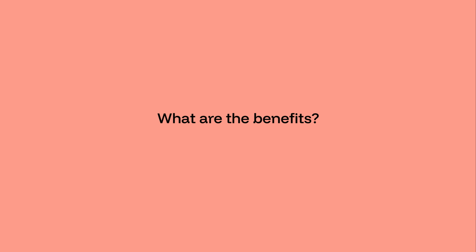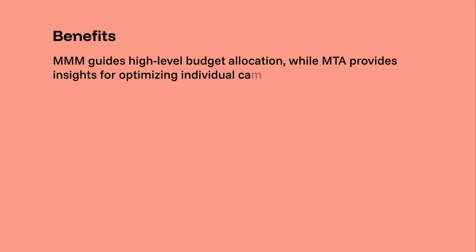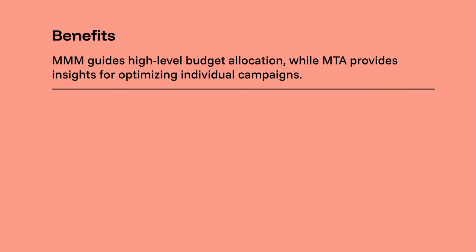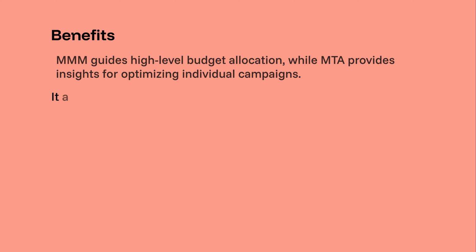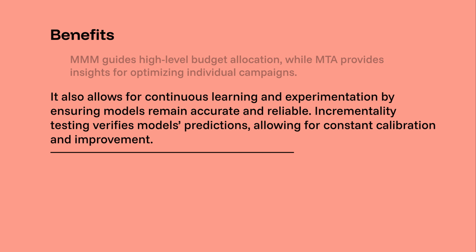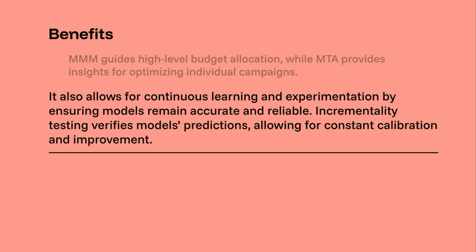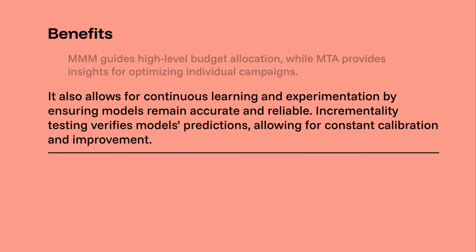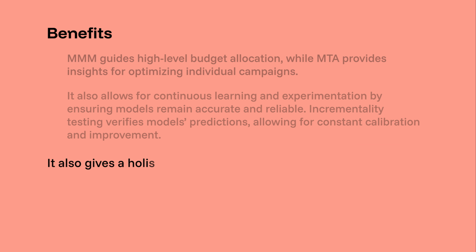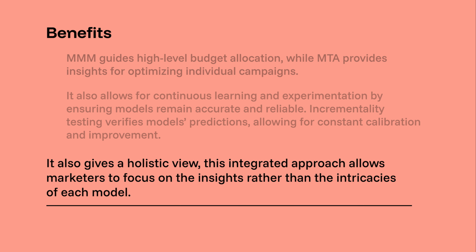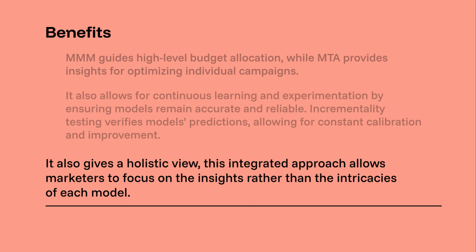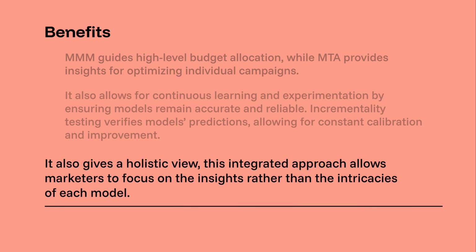What are the benefits of unified marketing measurement? Unified marketing measurement system helps marketers make informed decisions, for example with smarter budget allocation. MMM guides the high-level budget allocation, while MTA provides insight for optimizing individual campaigns. It also allows for continuous learning and experimentation by ensuring models remain accurate and reliable. Incrementality testing verifies models' predictions, allowing for constant calibration and improvement. Unified marketing measurement also gives a holistic view. This integrated approach allows marketers to focus on the insights rather than the intricacies of each model.